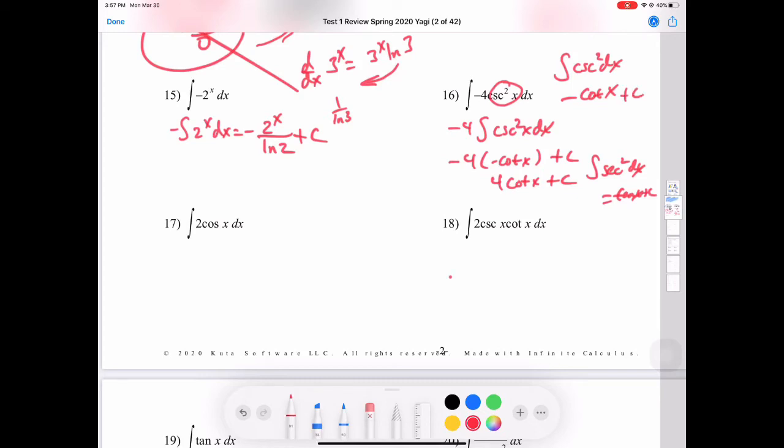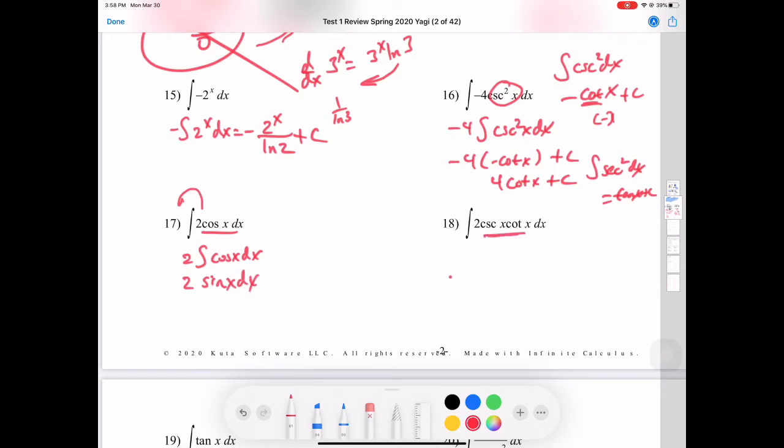How do you know which one has a negative or not? Whenever there's a co in front of it, the co's always give you a negative. Cosine, cotangent, cosecant, all of them give you negatives when you take the derivative or the integral. Okay, this one's easy. Cosine: if you want to rewrite it, it's 2 cosine of x. Constants can always be removed out. The integral is 2 sine of x dx.